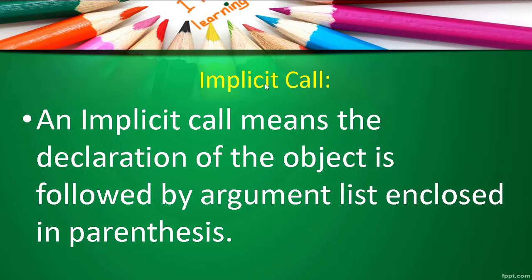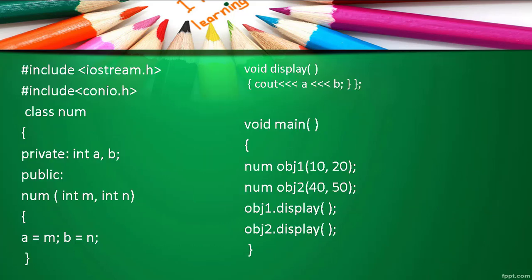The first one is implicit call. An implicit call means the declaration of the object is followed by an argument list enclosed in parentheses. Parentheses means the brackets which we are using. Let us see an example to understand the meaning properly.